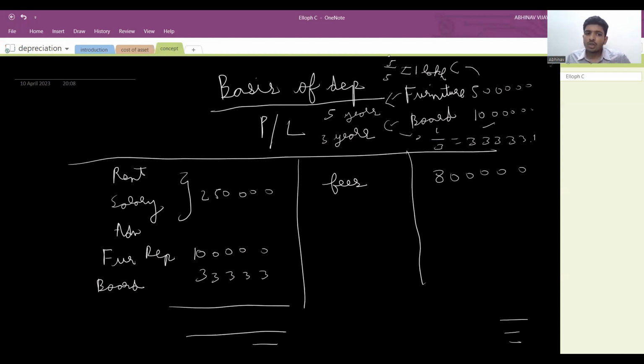Correct. So during this year, I took only 1 lakh worth benefit of the furniture, which is worth 5 lakh, because 5 lakh divided by 5 is 1. This 1 year, it gives 1 lakh benefit. And board also, 1 lakh benefit will be taken over 3 years. So 1 lakh by 3, 33,333 will be this year's benefit taken. Correct. So now I have a proper net profit, right?